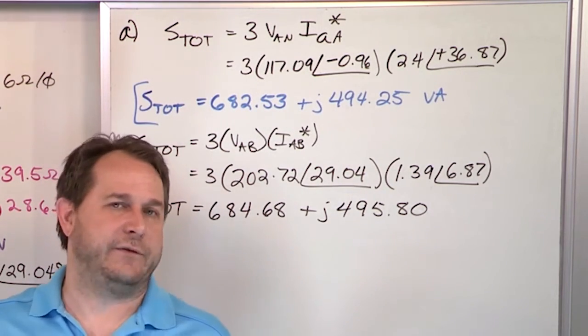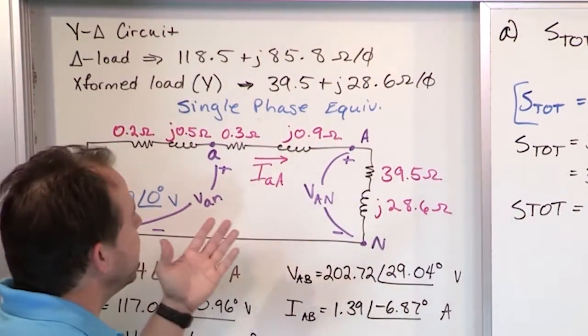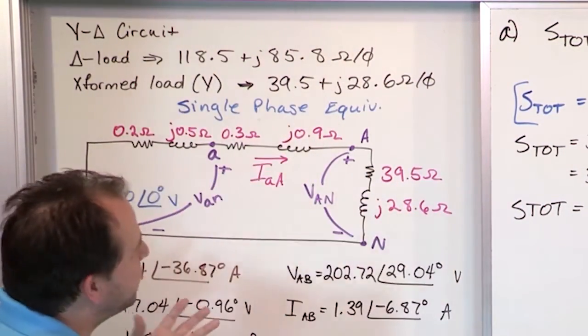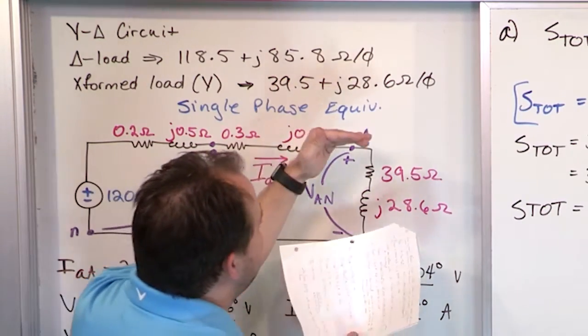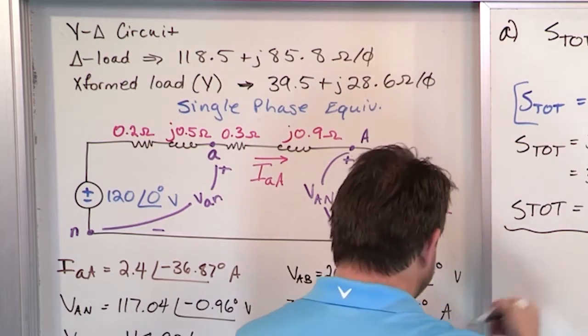But you don't have to do that. If you have a single phase equivalent circuit, then you already have an equivalent load that should behave from a power point of view the same way. So you find the power here times 3 and you get the same thing. That's the bottom line. Remember that, because it can trip you up.